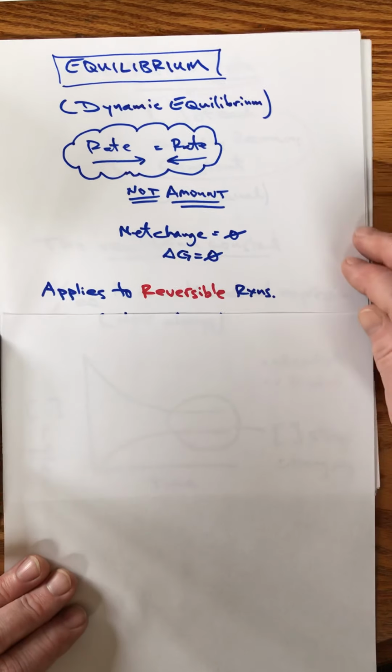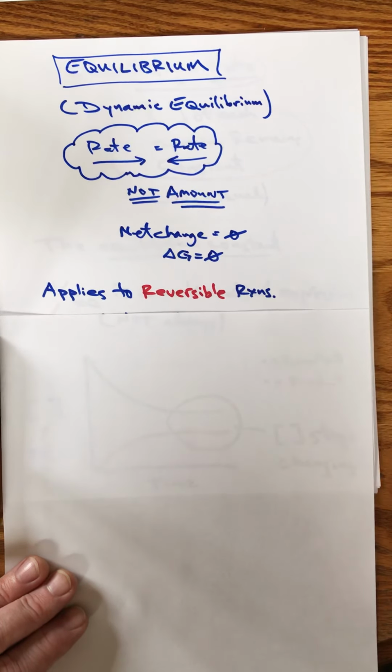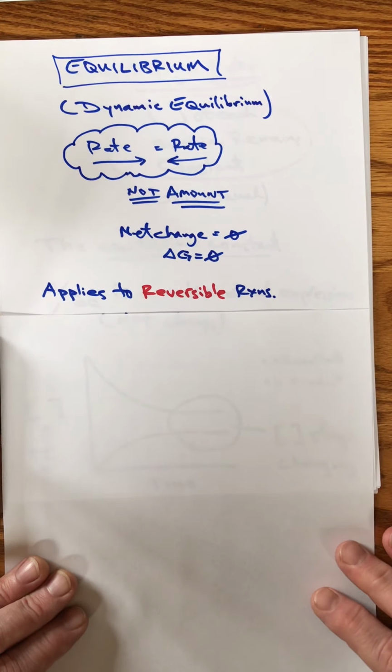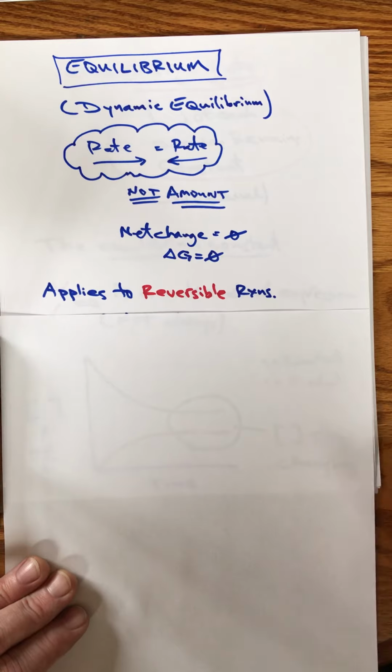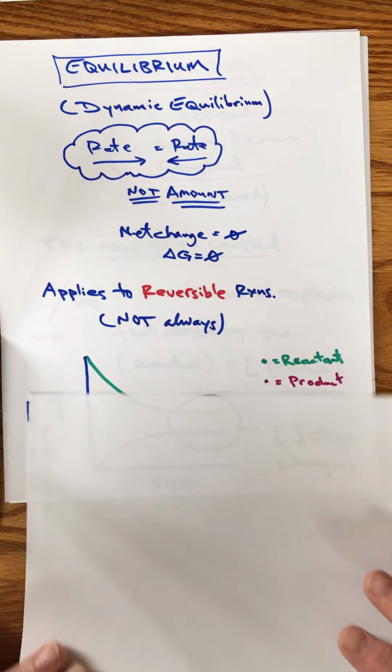Okay, equilibrium applies to what we call reversible reactions. Not all reactions can go backwards. When you have things like the evolution of a gas that escapes into the room or a precipitate that might form, something that you can't force backwards, well, you're not going to be able to achieve equilibrium. But systems that can achieve equilibrium are ones that have reversible reactions.